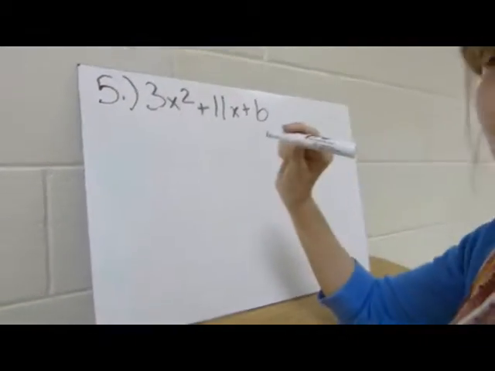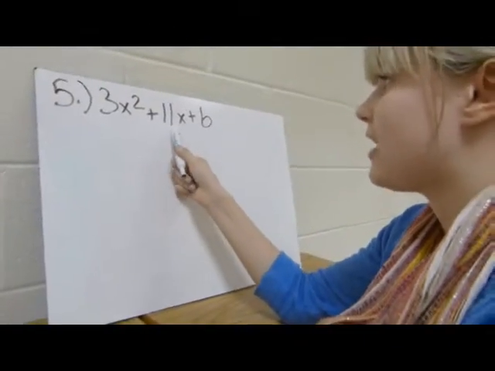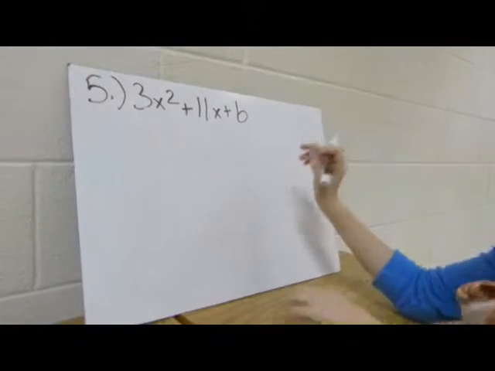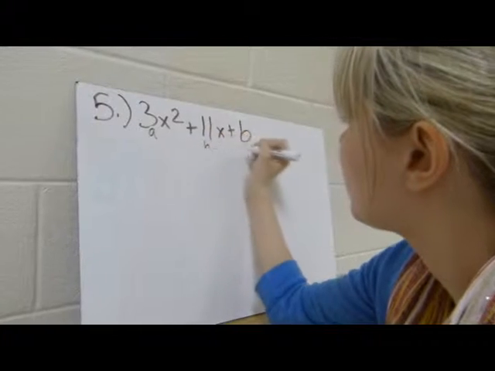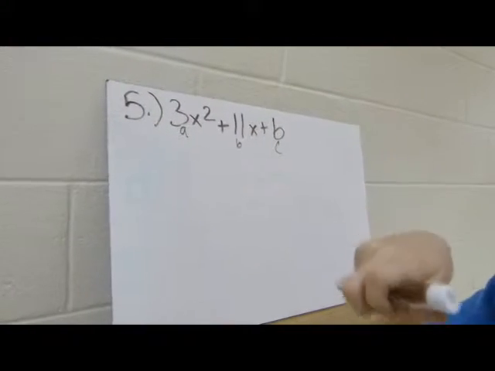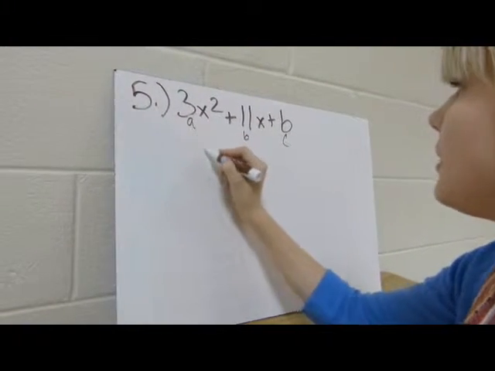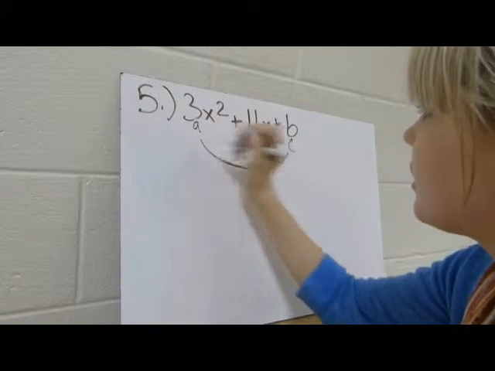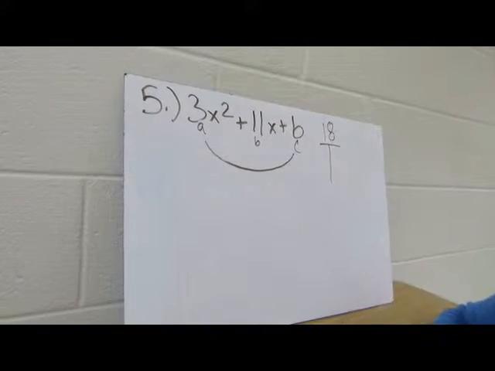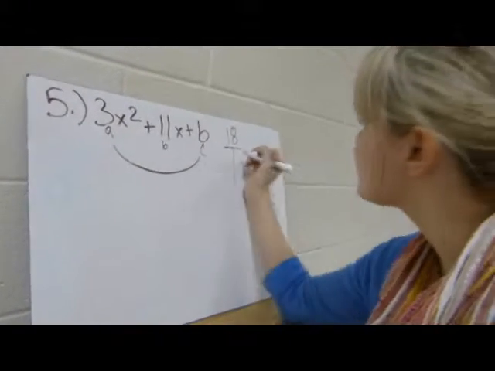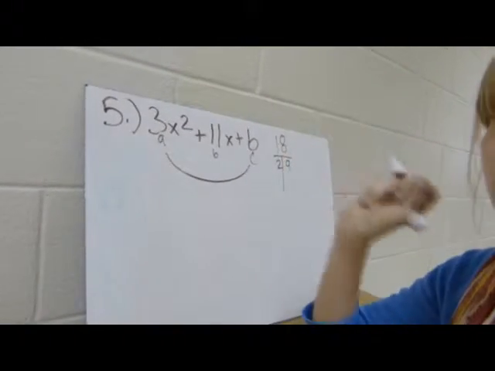Okay, so our first equation is 3x squared plus 11x plus 6. First we're going to multiply our A term and our C term together, which is 3 and 6, which equal 18. The multiples we will be using for that are 2 and 9, because they add up to 11.